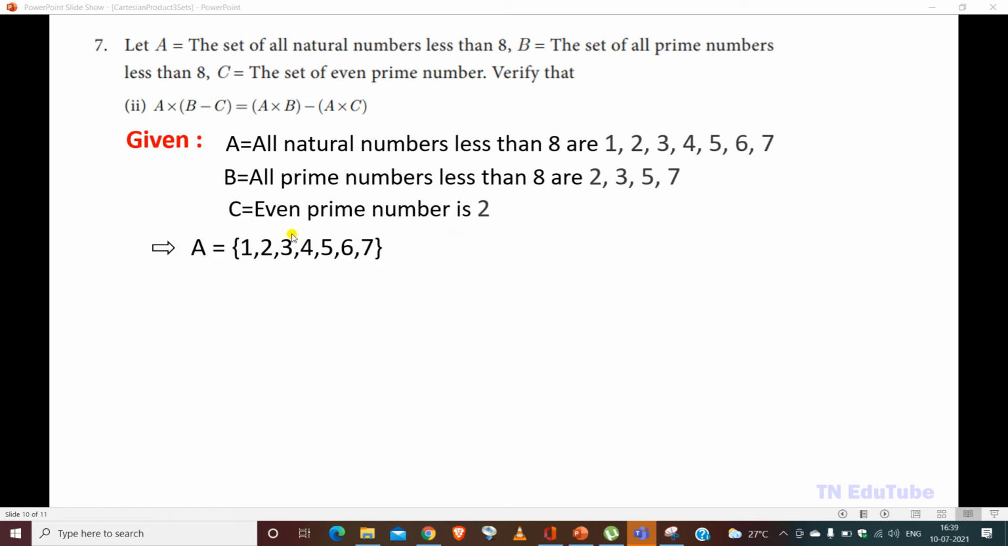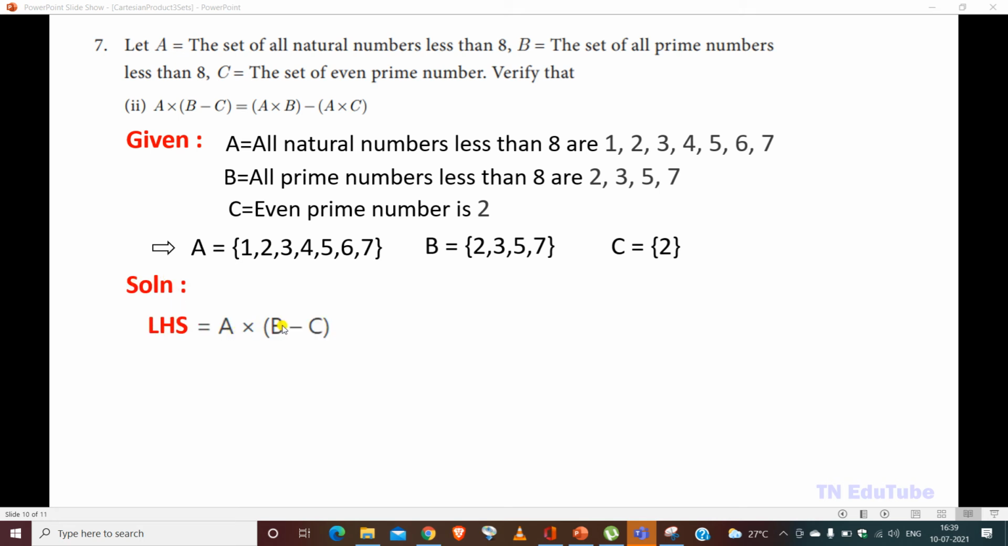Then C, even prime numbers. Even prime numbers means the only even prime number is 2. All other even numbers are divisible by 2, isn't it? So the only even prime number is 2. So the set A contains 1, 2, 3, 4, 5, 6, 7. B contains 2, 3, 5, 7. C contains only 2. We have to prove this.